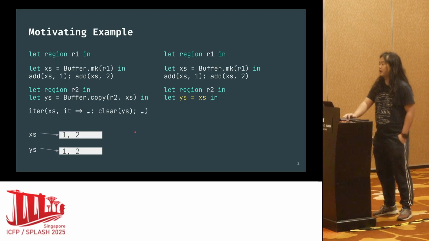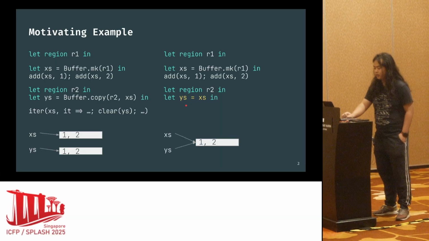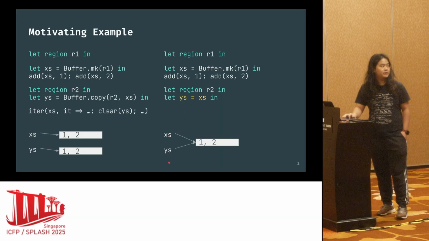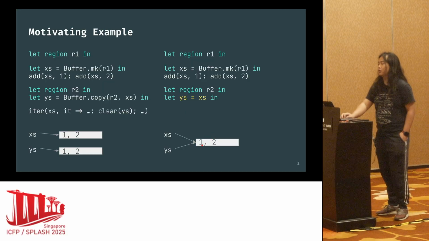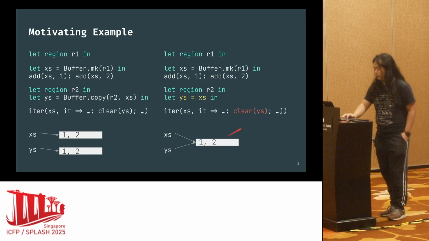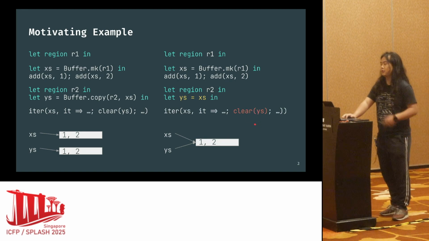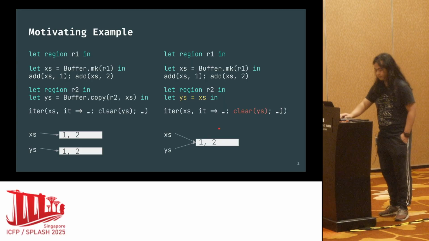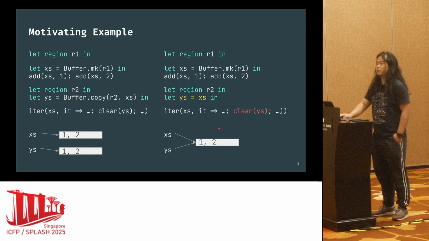However, if we forget to call the copy function correctly, and instead we assign XS to YS directly, then we will get into trouble, because now XS and YS are pointing to the same memory location. So if we have the clear of YS in the same place, it will remove all the data here, and it will break the structure of the buffer, and we will get a runtime error, or even worse, undefined behaviors. So we must reject this program.